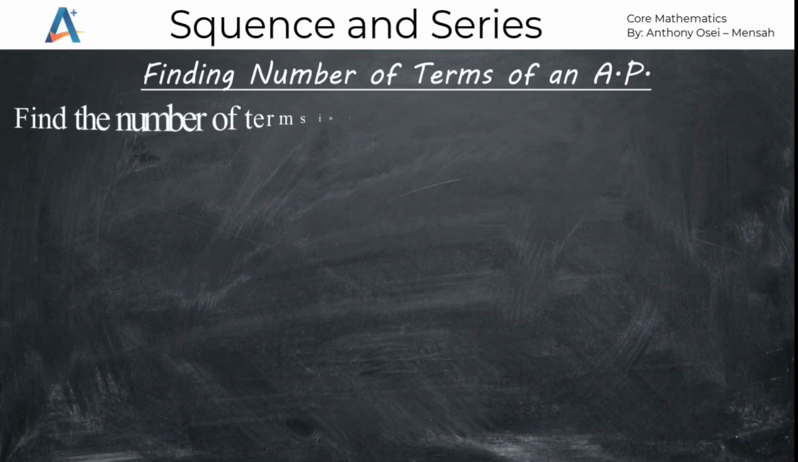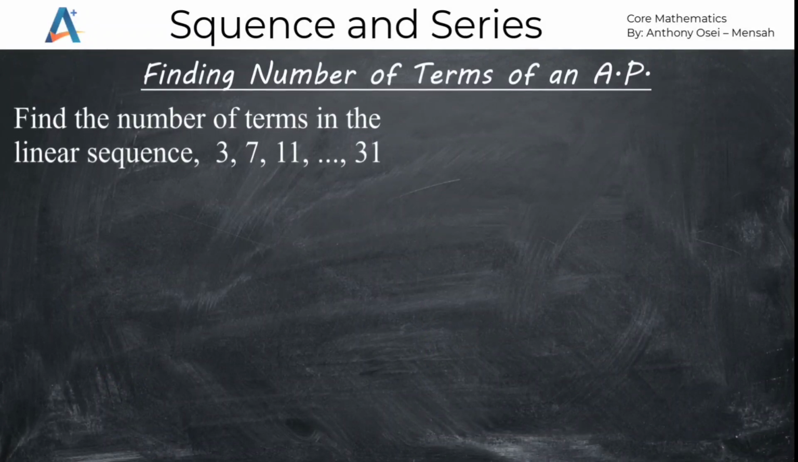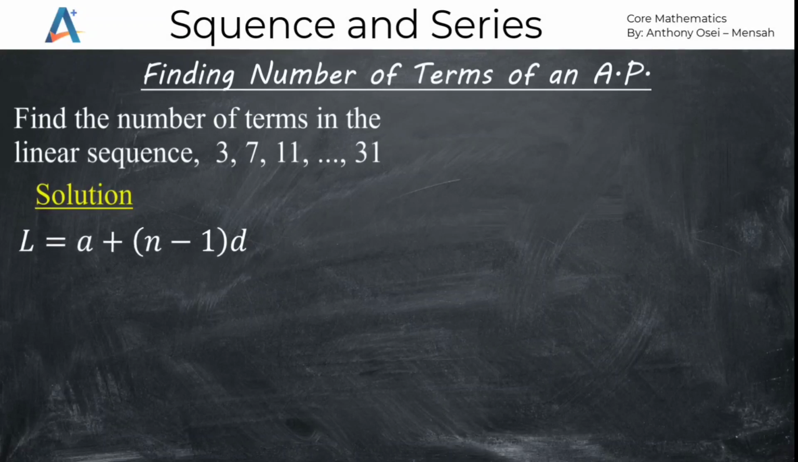This question reads, find the number of terms in the linear sequence 3, 7, 11 up to 31. Now, we will use the last term formula, which is equal to a plus n minus 1 times d. The reason is very simple. This sequence gives us the last term, and with the help of the last term, we can make the number of terms the subject, which is n. So the change of subject will work with only the last term formula when you are asked to find the number of terms. So in conclusion, if you are asked to find the number of terms in a sequence, please use the last term formula and do your substitution. Now the last term in the sequence is 31.